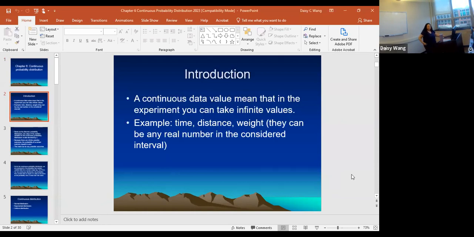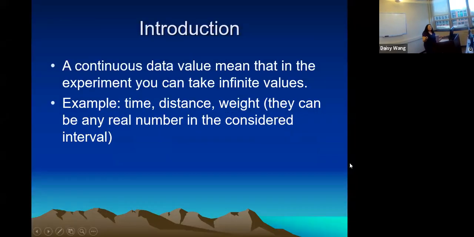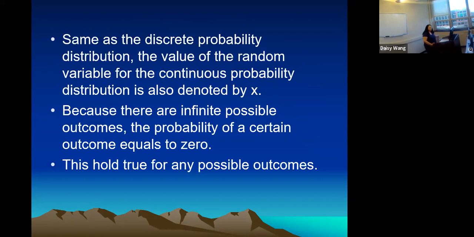So it's a continuous number, and usually means what we see can take infinite values, like time, distance, weight. This weight could also be in decimal. That's very accurate. So it's very similar to discrete probability distribution. The random number for the continuous probability distribution is also denoted by x, the probability of x, because it's continuous.